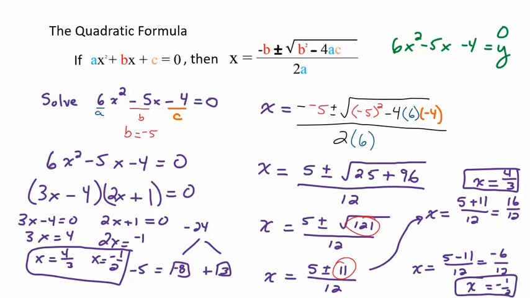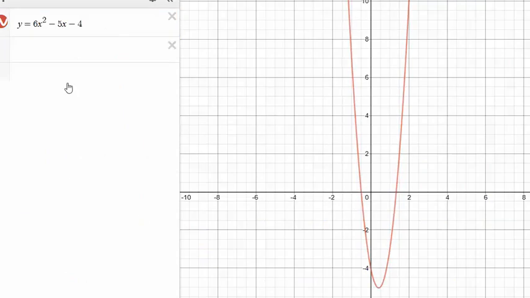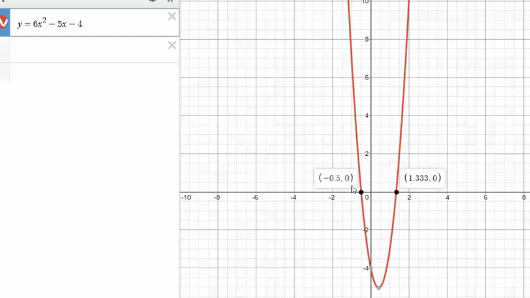If we think about the graph, let's go look at the graph. Okay, here's y equals 6x squared minus 5x minus 4. If y is 0, what points does that give us on the graph? Right here, right? If y is 0, x is 1.3333. That's our 4/3. Here's our other point. If y is 0, x could be negative half.